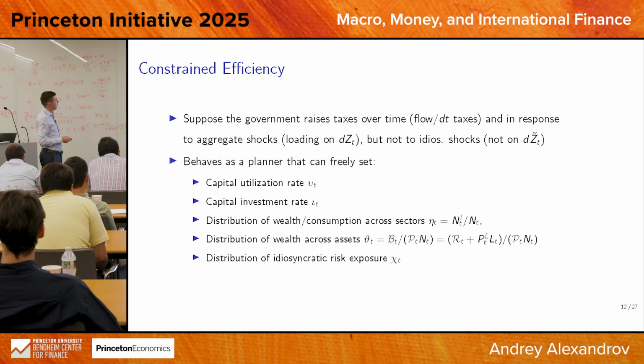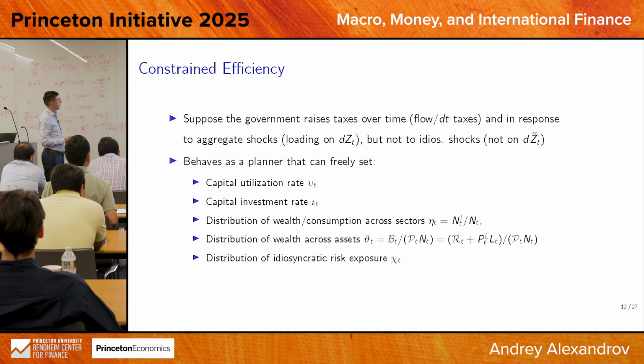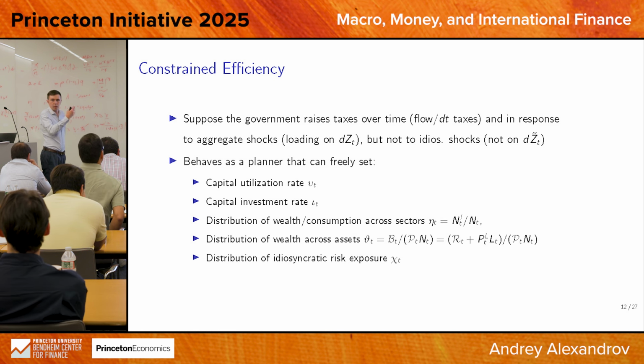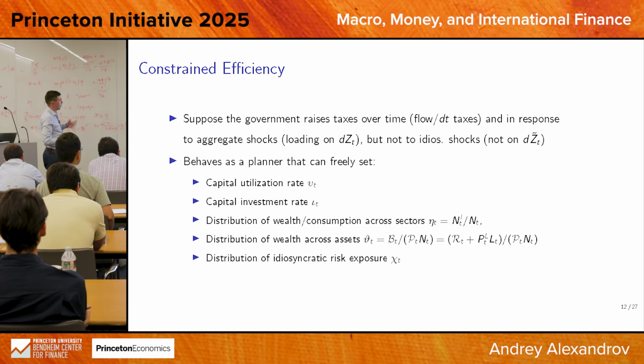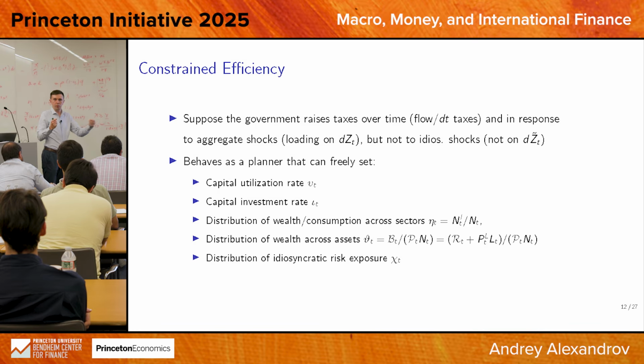So what this planner is going to be doing is choosing the capital utilization rate upsilon and the capital investment rate iota. That's going to determine the path of capital and the path of output, but also the distribution of wealth or consumption, which is the same in this model, across the two sectors, so across intermediaries and households. And eta, as before, is going to be the wealth share of intermediaries. So through this instant immediate redistribution, you can just pick any path of eta as you like.